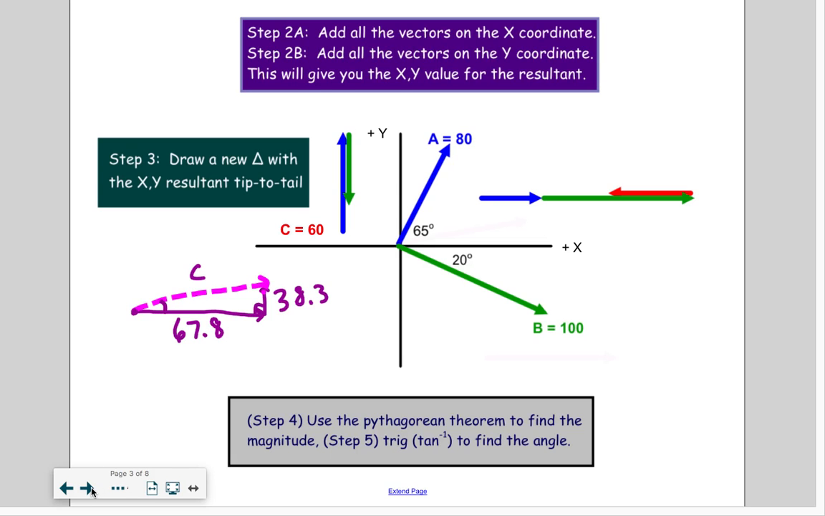Alright, so if you need to pause at this point to write in the rest of these steps, go ahead and get this paused. Otherwise, I'm going to go ahead and move on.